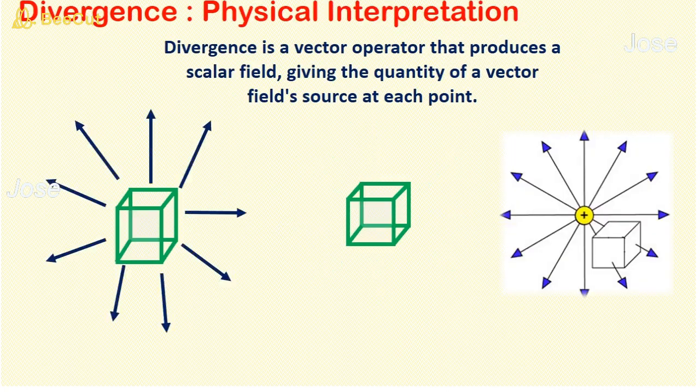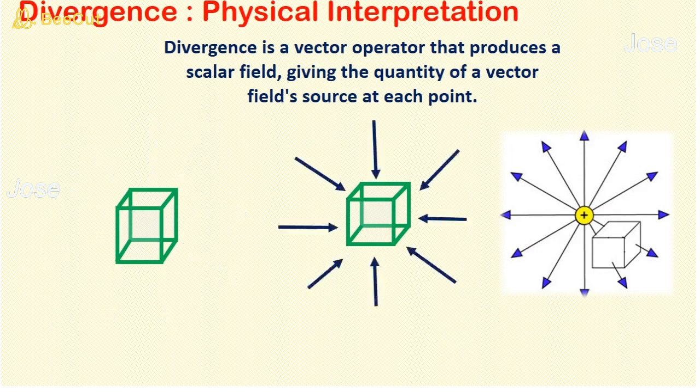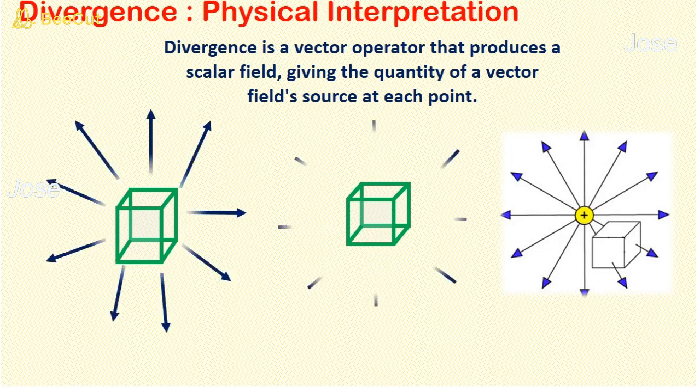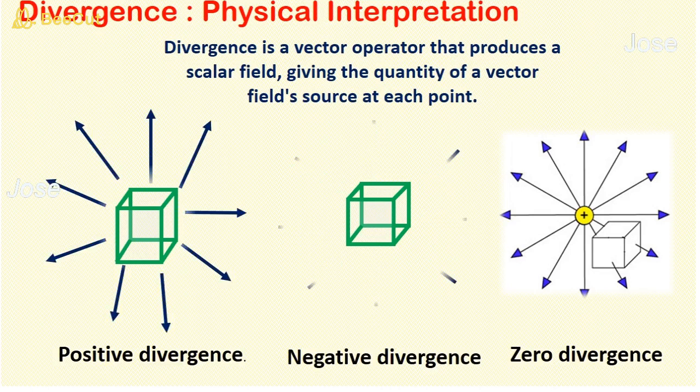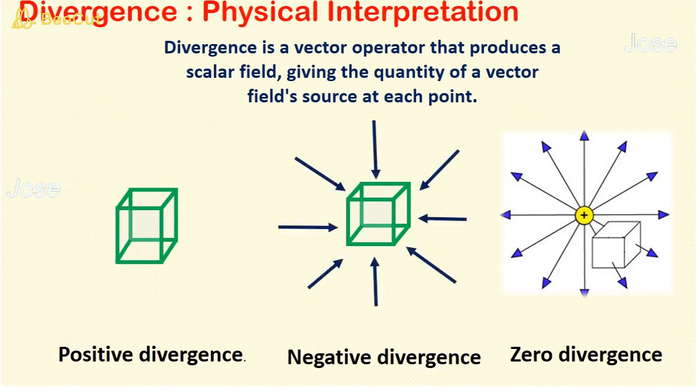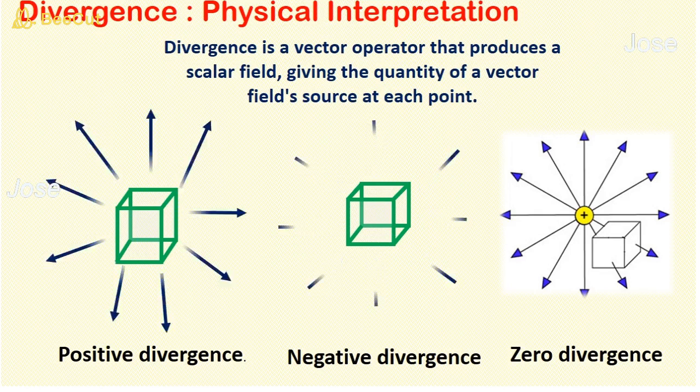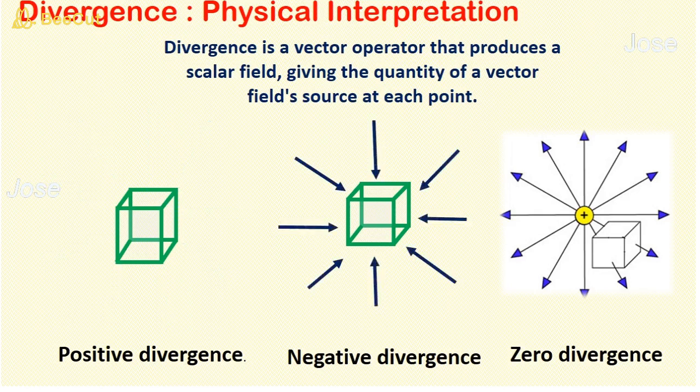Physical interpretation of divergence. Divergence is a vector operator that produces a scalar field, giving the quantity of a vector field source at each point. It can be positive, negative, or zero. If more flux goes out than coming in, then it is positive divergence. If more flux comes in, then it is called negative divergence. If the same amount of flux enters and leaves, it's called zero divergence.